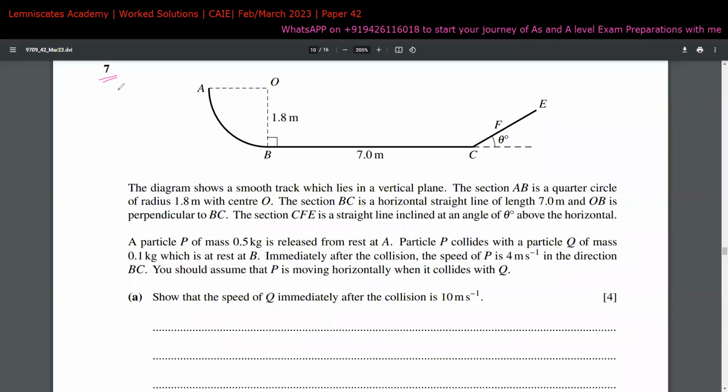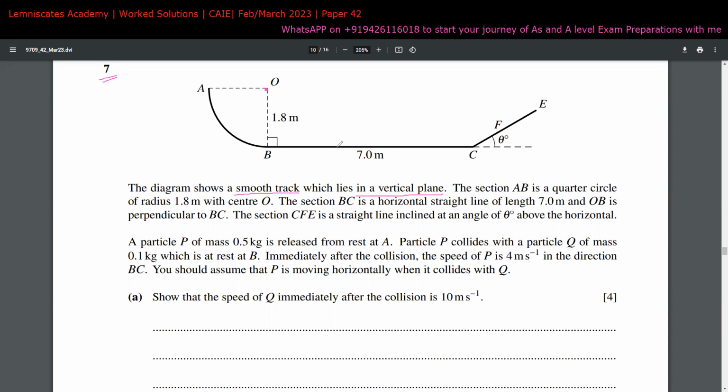Alright, so now let's begin with the final question of this paper. It's given that the diagram shows a smooth track. Smooth track means there is no friction throughout this whole track and it lies in a vertical plane. The section AB is a quarter circle of radius 1.8 meters with a center at point O.